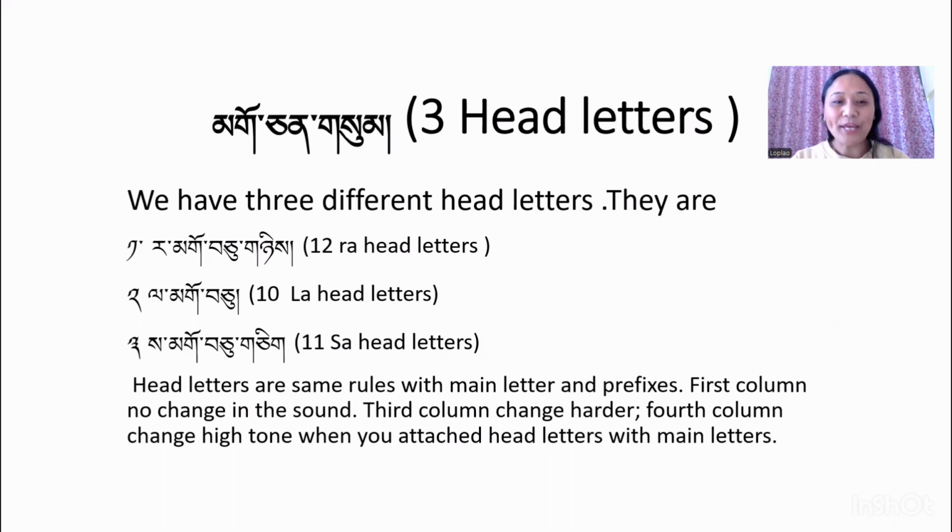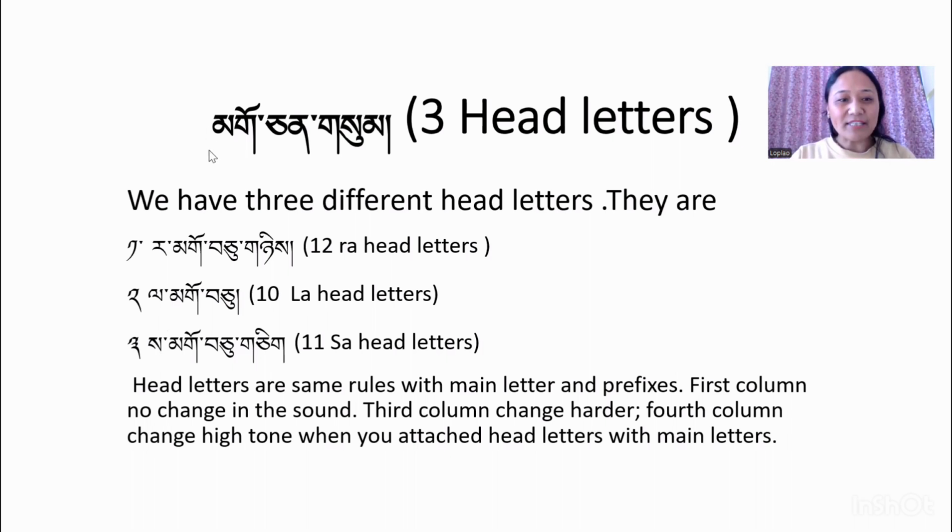Today I'm recording three head letters. In Tibetan, we have three different head letters. They are Rago Chungni, Lago Chu, and Sago Chukji. So Ra, La, Sa. These three letters can be on the top of your main letter, okay?